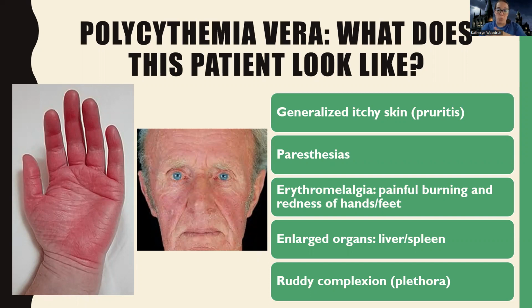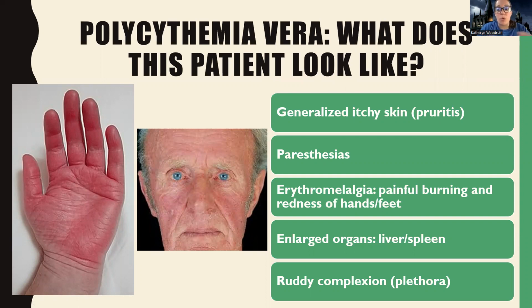And so sometimes these waste products are trying to come through your skin, which can lead to really, really itchy skin. They can also have paresthesias, or numbness and tingling. You have to think, all these cells in the blood, when they get in those tiny little capillaries, are decreasing blood flow. So they can lead to some paresthesias, that numbness and tingling in their extremities. There's erythromelalgia, which is a painful burning and redness of the hands and feet.